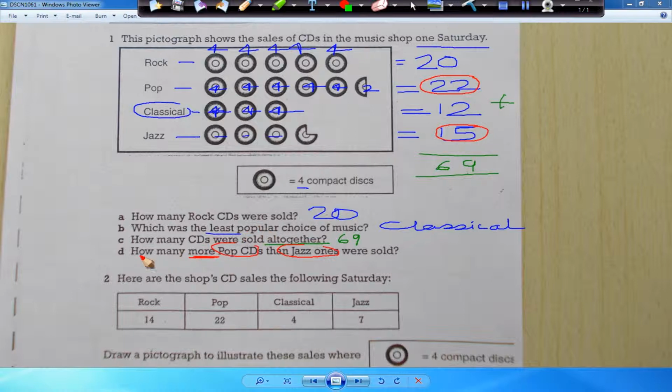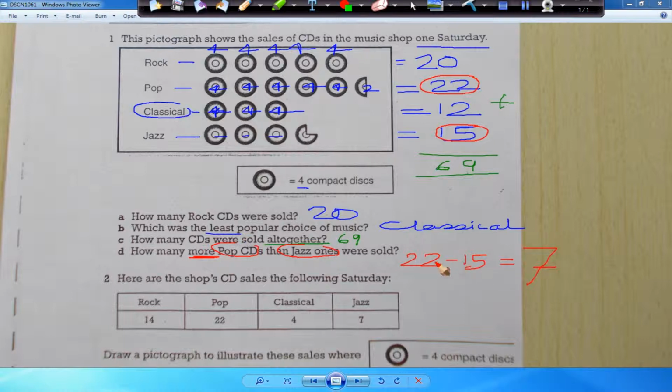Okay, go on. Find the difference between 15 and 22. Excellent. And the difference means always the large one minus the small one. So we got 22 minus 15, which will give us a total of 7. Okay, excellent.